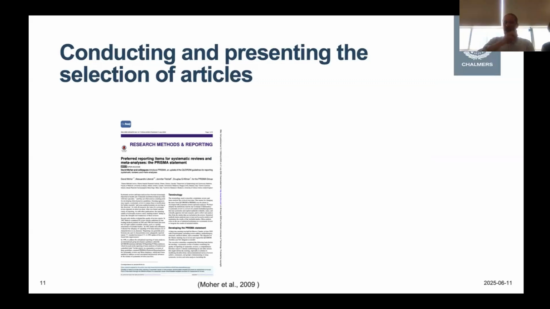When conducting and presenting a selection of articles, there is a paper by Moher et al. from 2009 that has become highly influential and has set the golden standard within many fields. They present the Preferred Reporting Items for Systematic Reviews and Meta-Analyses, called the PRISMA statement. It goes from identifying articles, screening them, checking quality and eligibility, and then ending in which articles you actually include in your review.